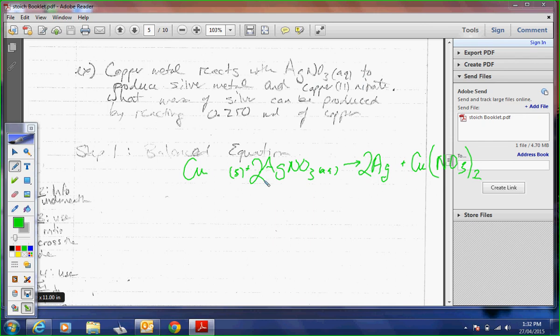Okay. Step 2, same as it was last time. I now write my information underneath. So what information have I been given? What mass of silver? So m equals question mark. By reacting that many moles of copper, so under the copper I'm writing 0.250 moles. Everybody okay with that? Information and how I drew it out?